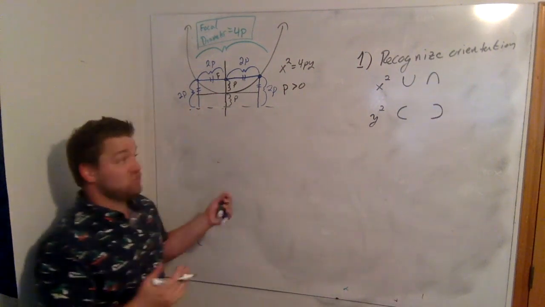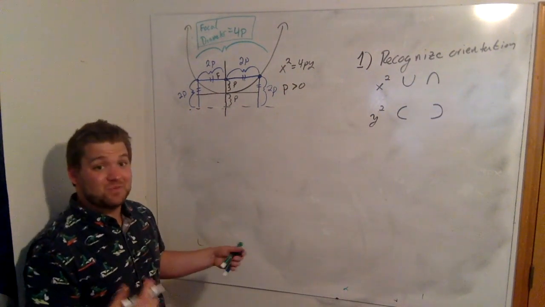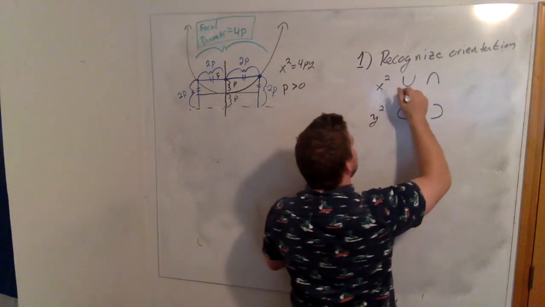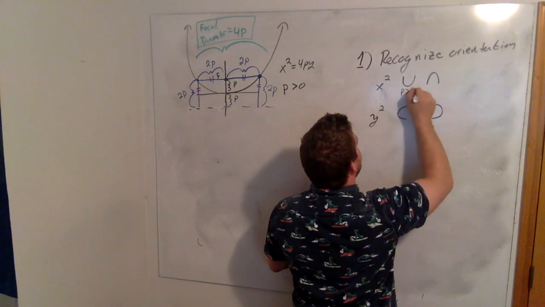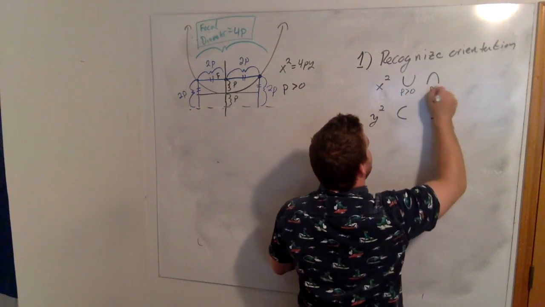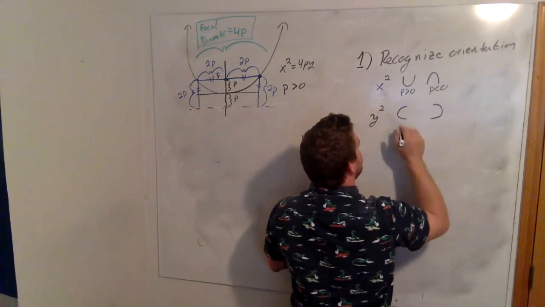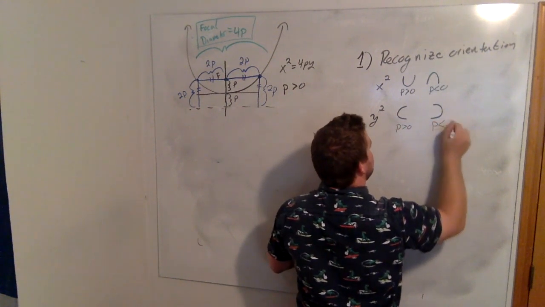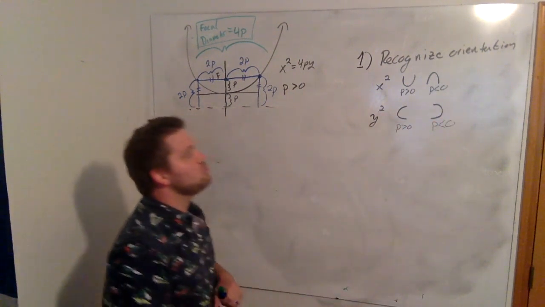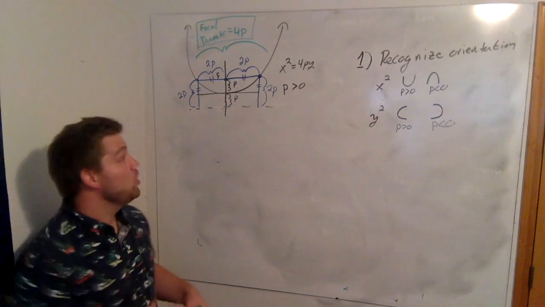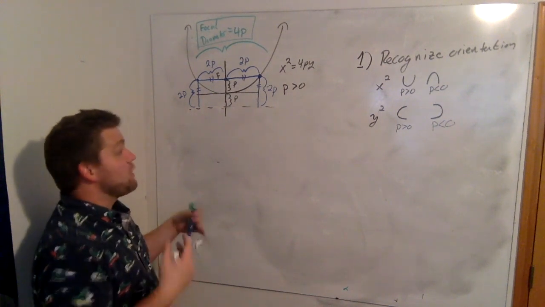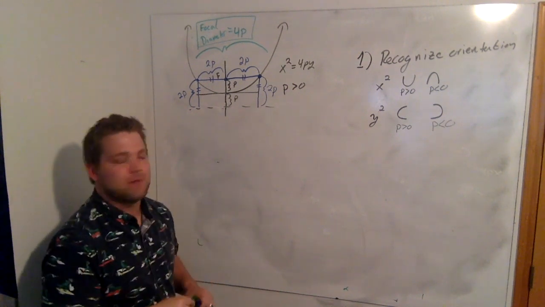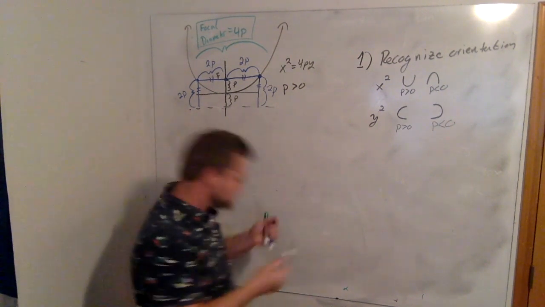Now, which situation we're in will depend on the value of p. So this one right here is when p is greater than 0. This one will be when p is less than 0. This one will be when p is greater than 0. And this is when p will be less than 0. So the first thing you should do is recognize pretty quickly which of the four shapes we're in, or what the orientation of the parabola is: up, down, left, or right.